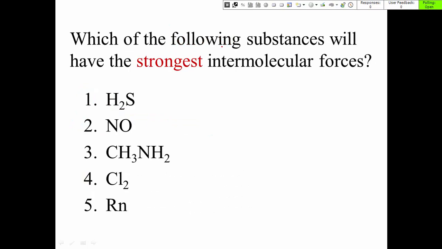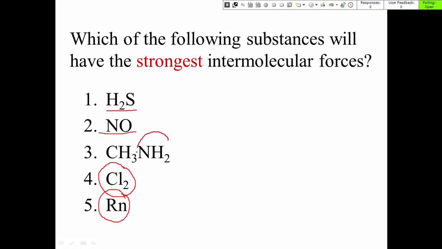Which of the following substances has the strongest intermolecular force? Well, let's look at this. Radon is a non-polar noble gas. Chlorine is a non-polar, Cl2. So those are both London dispersion forces. H2S is polar, so that would be dipole-dipole, and NO is polar, so that would be dipole-dipole.